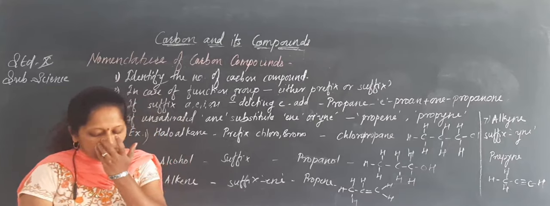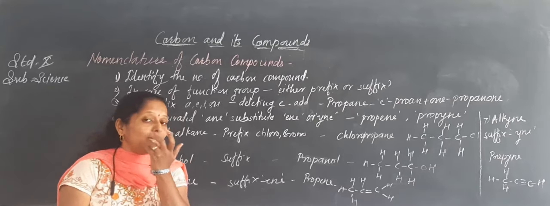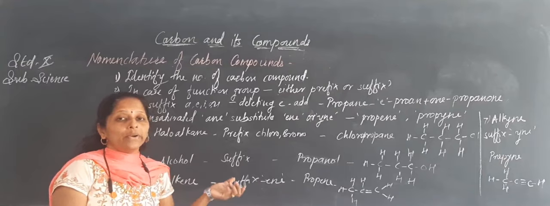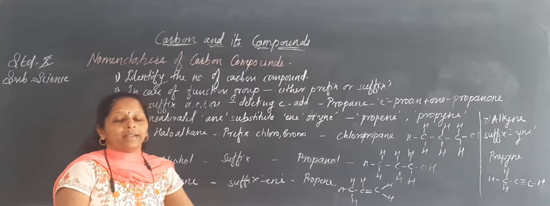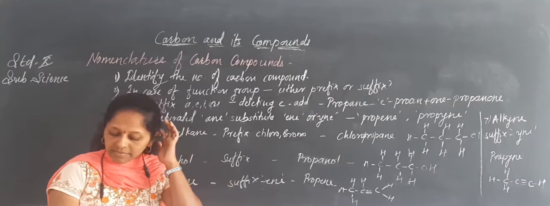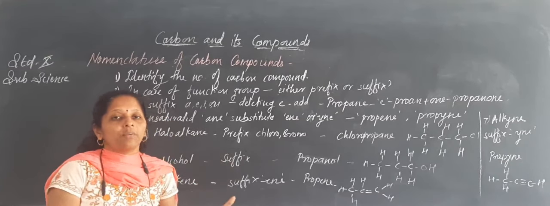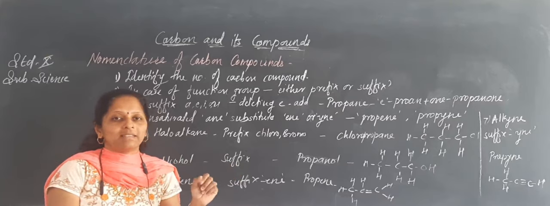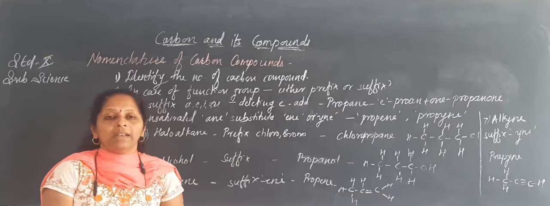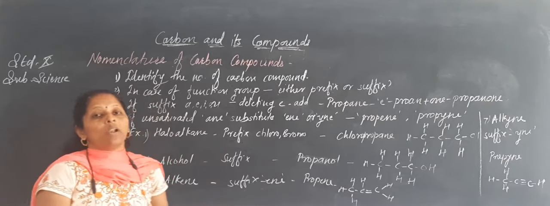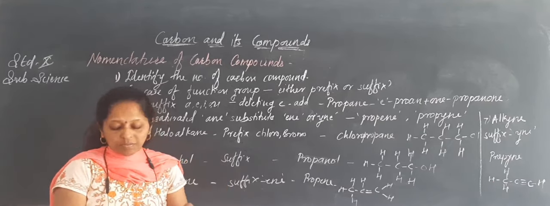Like here, as we saw, the haloalkanes are there: chloro, bromo and iodo, that is chlorine, bromine, iodine. When they are substituting for the hydrogen atom, that is called a haloalkane, with Cl, Br or I, when it is substituting instead of a hydrogen atom. These are the functional groups.